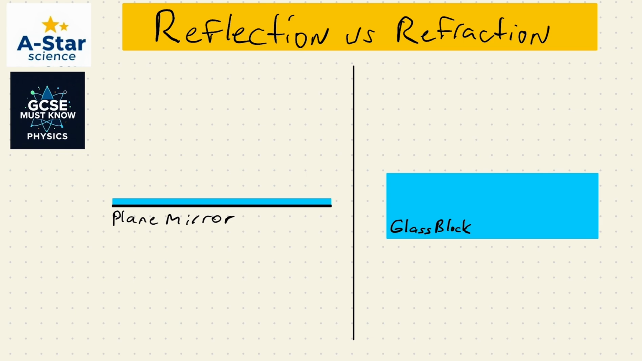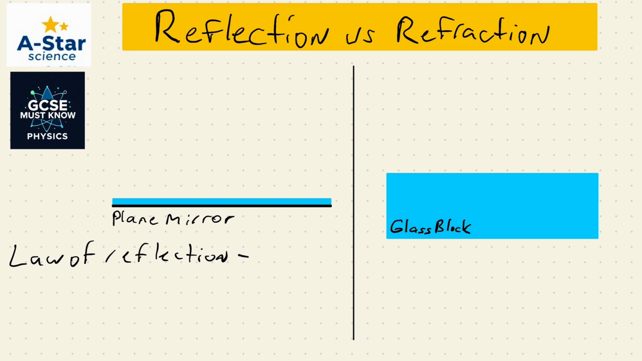On the left, we have a plain mirror where we're going to talk about reflection. And on the right, we have a glass block where we're going to talk about refraction. A plain mirror is a flat mirror. And so we're going to use that to understand the principles of reflection. So let's first talk about what the law of reflection is. And then we're going to prove that using our practical setup.